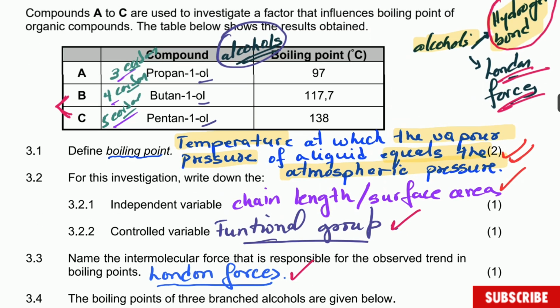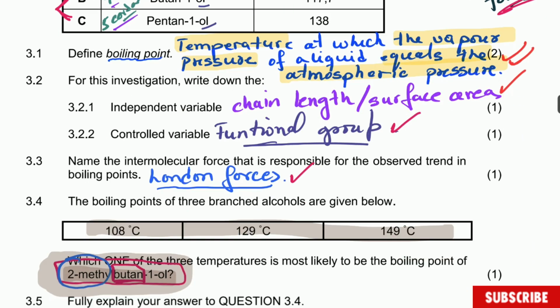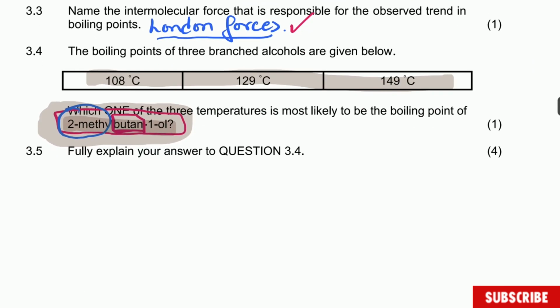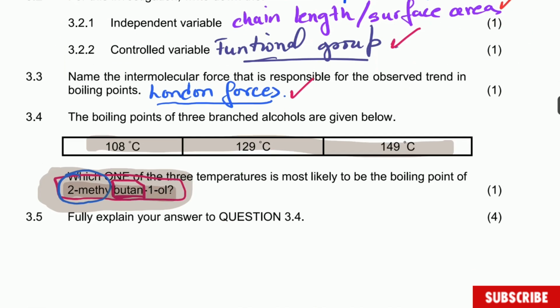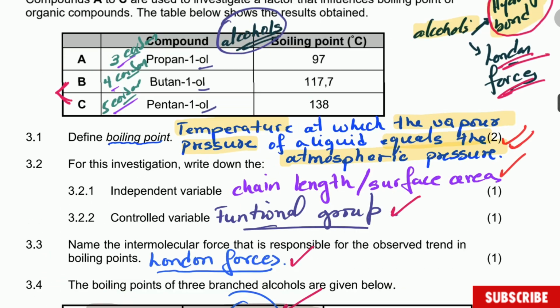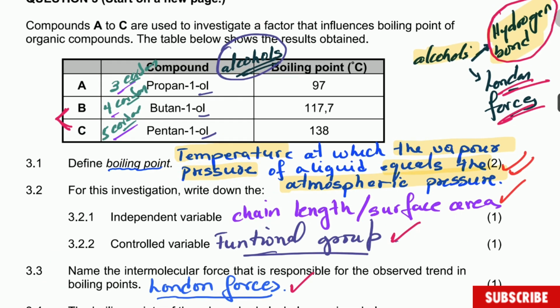However, it will have less surface area than pentan-1-ol. Pentan-1-ol is longer, so it will have more surface area. So that is what we have to do. We have to compare both of them. The correct answer will be a temperature that is in between the two of them. So it will be 129, and if you do that, this one is the correct answer. If you do that, you will get 1 mark. Why 128? Because it's greater than butan-1-ol, but is smaller than pentan-1-ol.